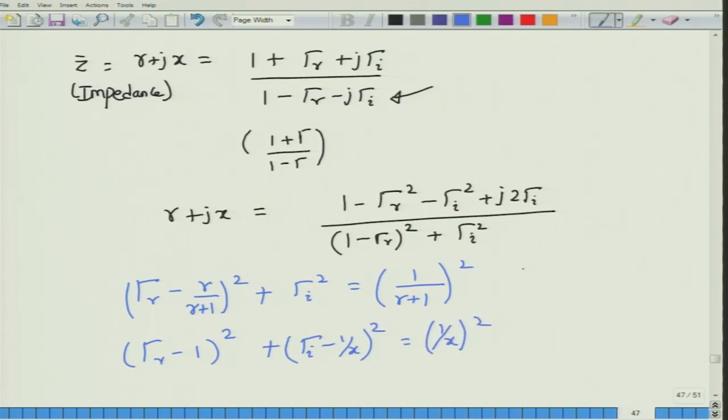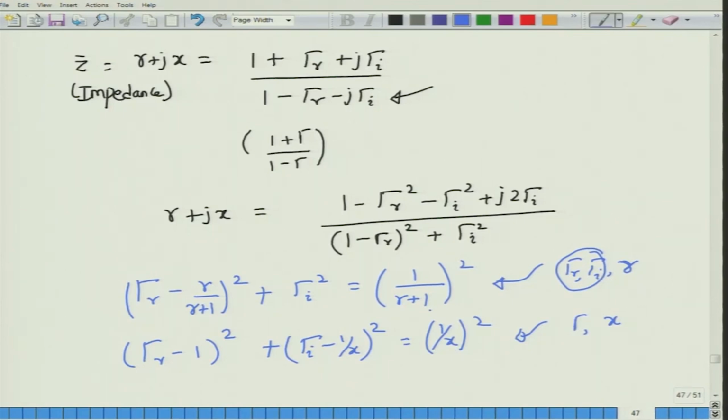Please note that in this relationship, it's only gamma r, gamma I and r that are involved. Gamma r and gamma I are in the complex gamma plane. r is the resistance or the normalized resistance or the normalized real part of the complex impedance. In this equation, you have the complex gamma plane related to x values, x being the reactances. We will now in the next module actually build up the Smith chart by understanding these equations.